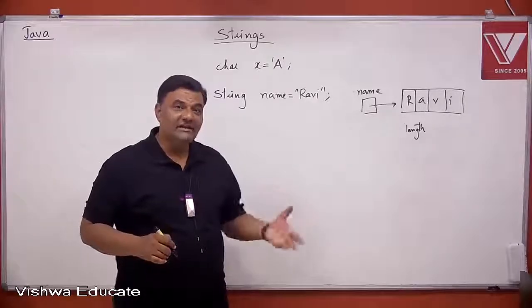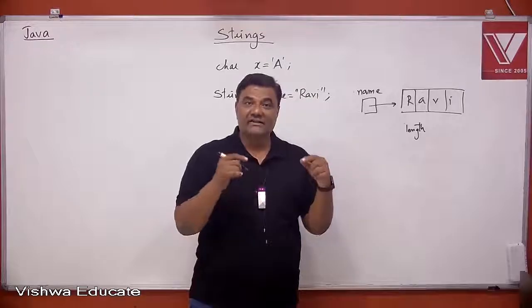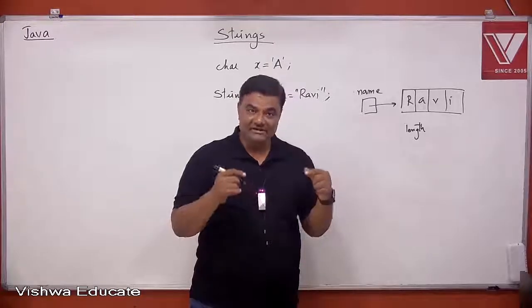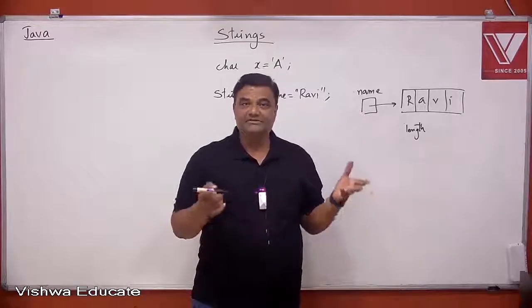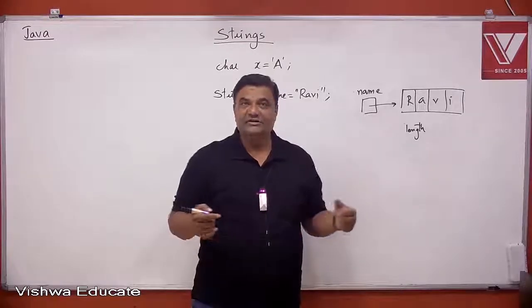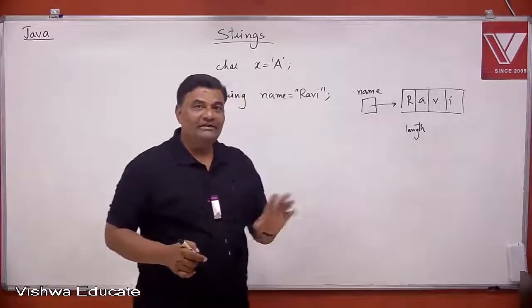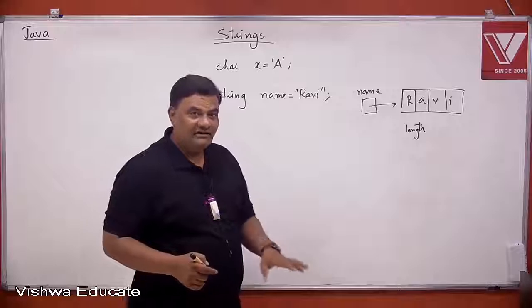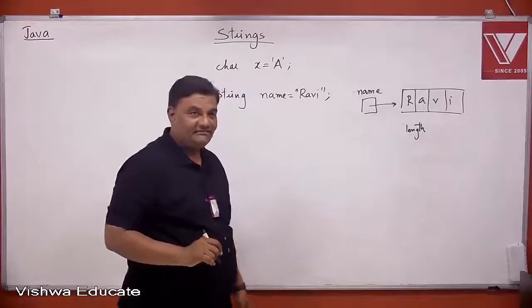So length is there, like in arrays. Just now we have seen that an array has its length. In the same way, a string also has a length, because a string is nothing but a collection of characters in the form of an array. So we don't need a \0 or null character inside strings in Java. There is no null character.